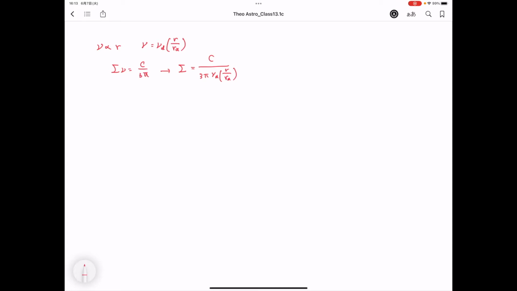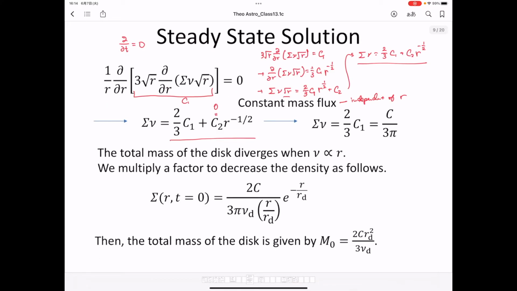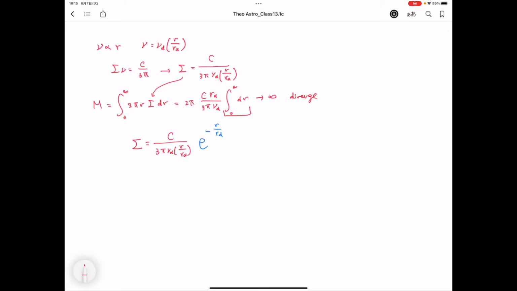Then we'd like to calculate the total mass of the disk. You can substitute this Σ here. It becomes, so this goes to infinity. We find that the disk diverges when ν is proportional to r. So we multiply by a factor to decrease the density. We multiply an exponential term with the power law density distribution, where r sub d is the size of the disk at t equals 0.